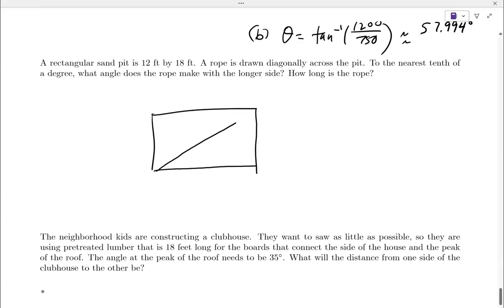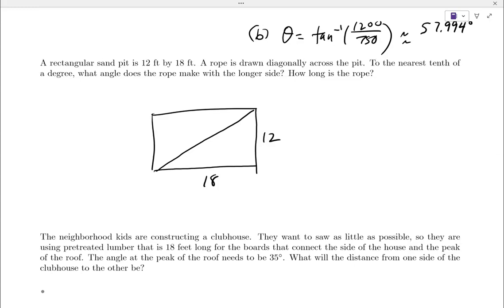Well, if we've got a 12 by 18, do I need any trig to tell me what the length of the rope is? No, we use Pythagorean theorem, can't we? Okay. So that part's not really the interesting part. You can do Pythagorean theorem there and get the length of the rope.